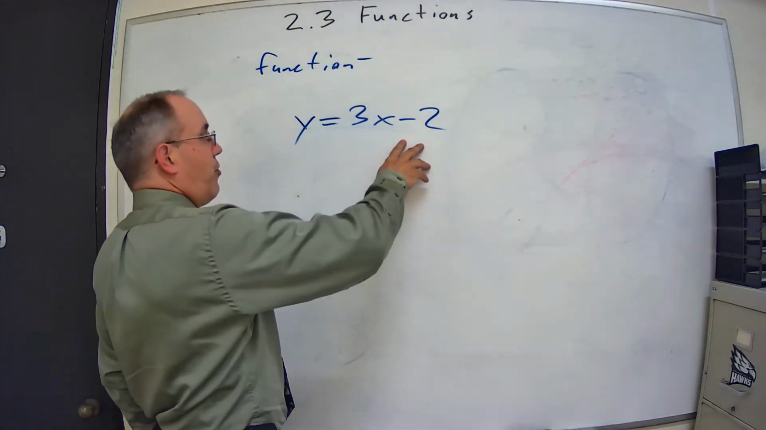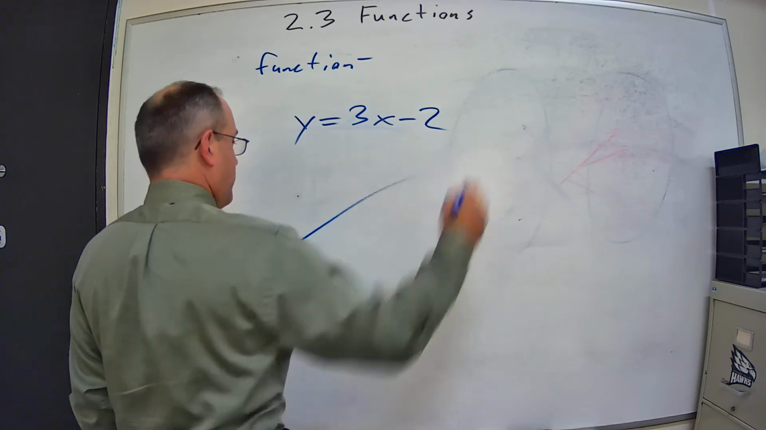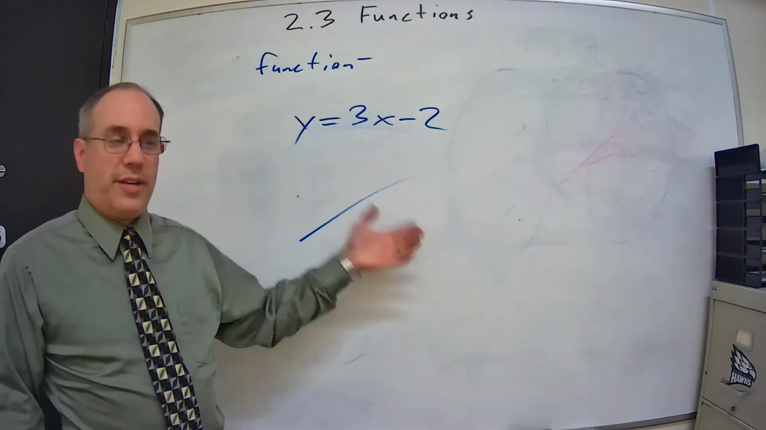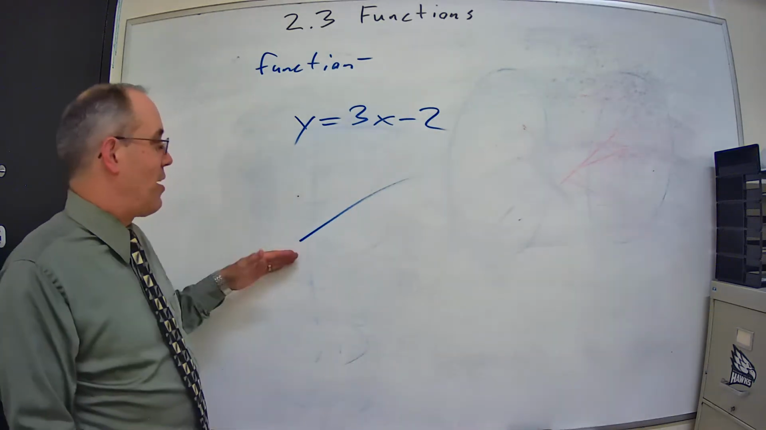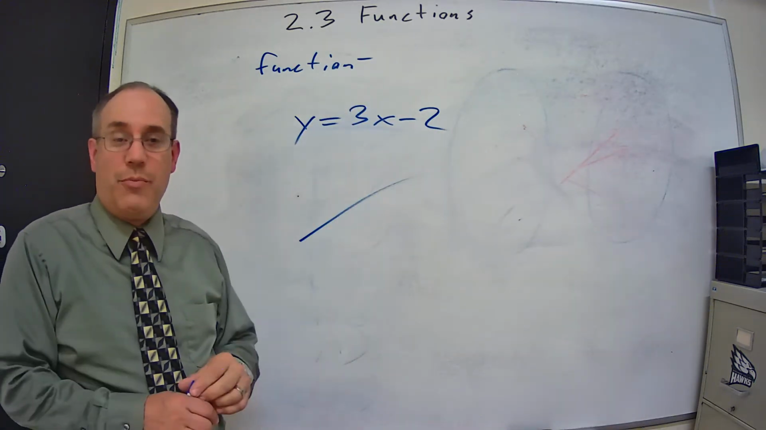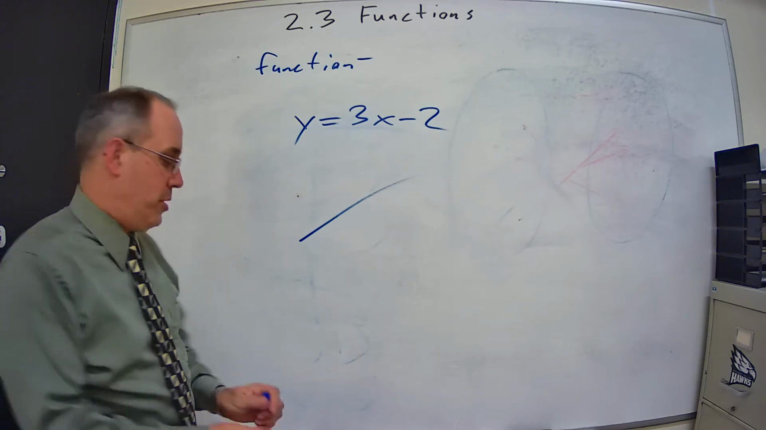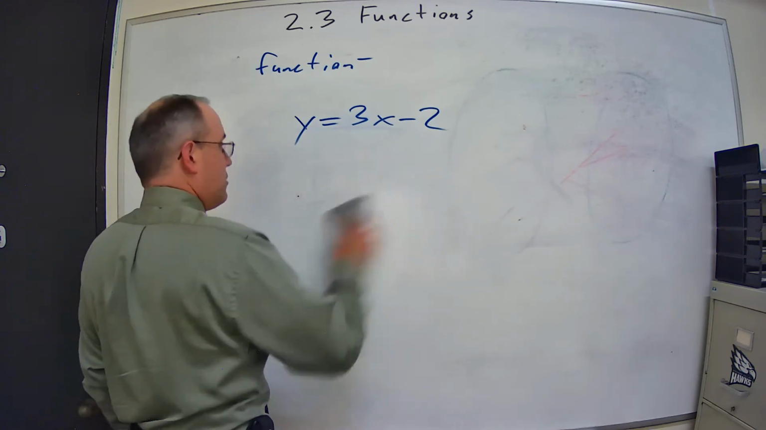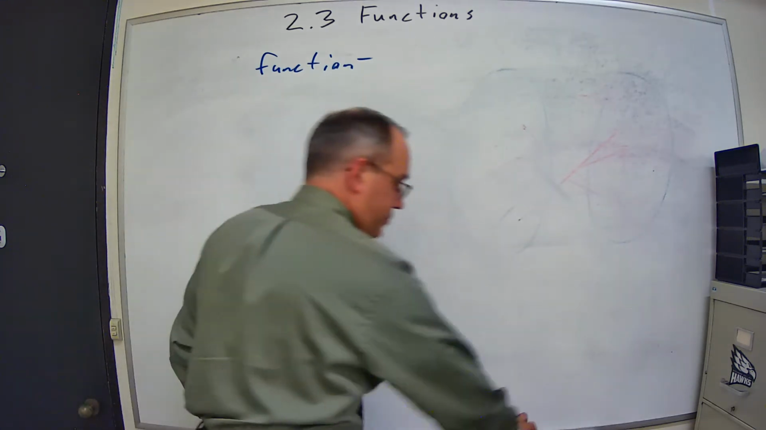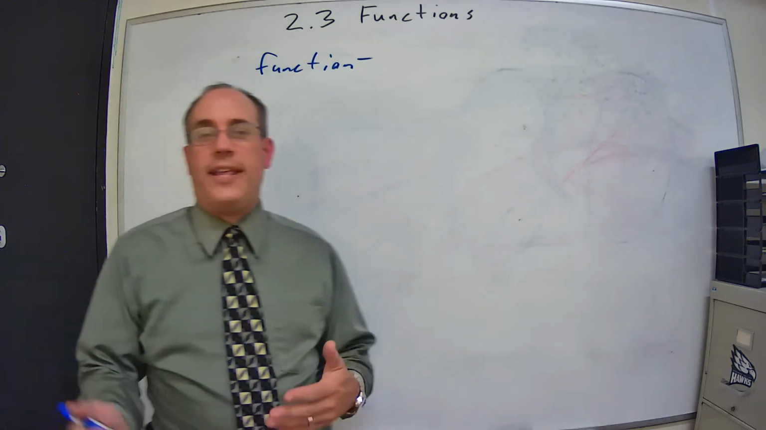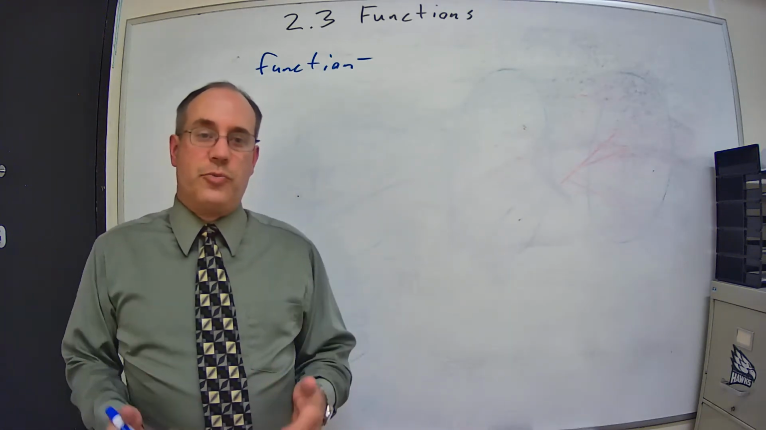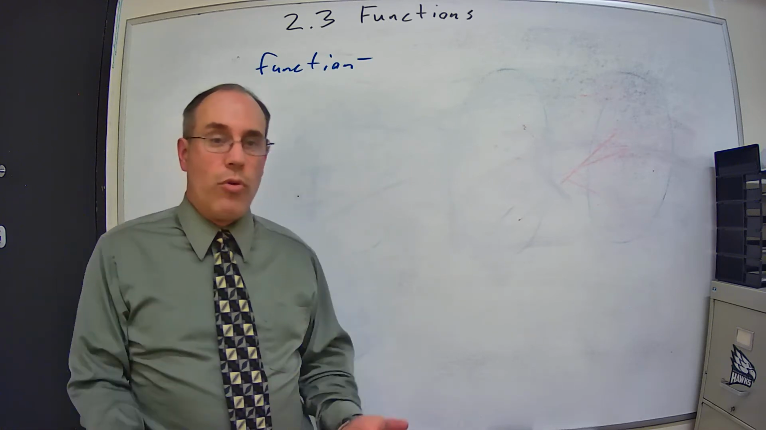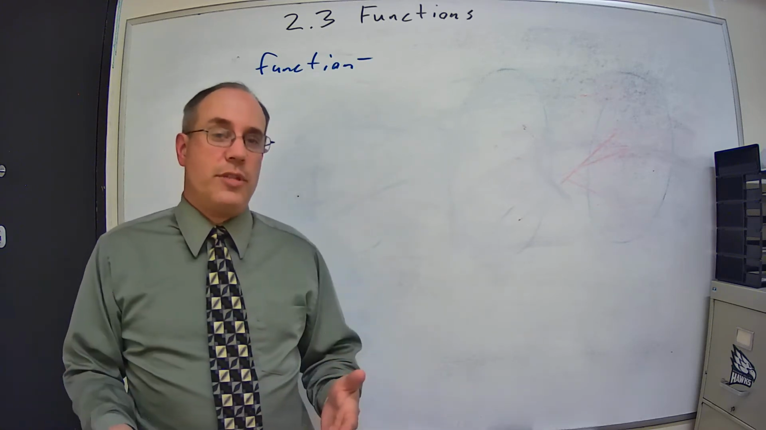So if you look at any line, for each input, there's only going to be one output because it doesn't bend or curve. So any input will give you a different output. So lines, unless they're vertical lines, are functions. So that's a third way that we can get a function. We can get it by ordered pairs, we can get it by a table, we can get it from a rule. All those things can come together to go as a function.